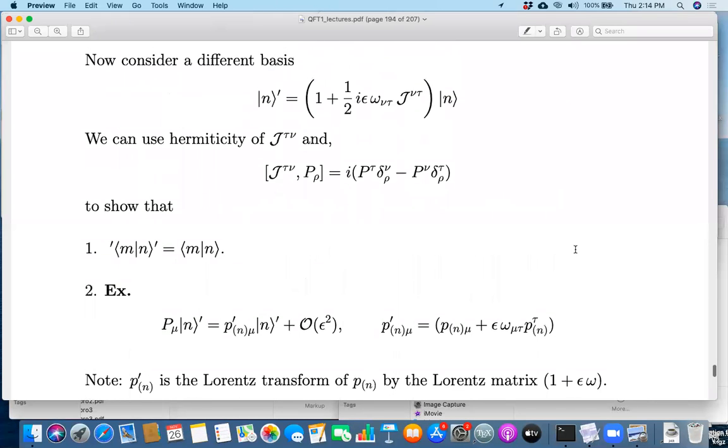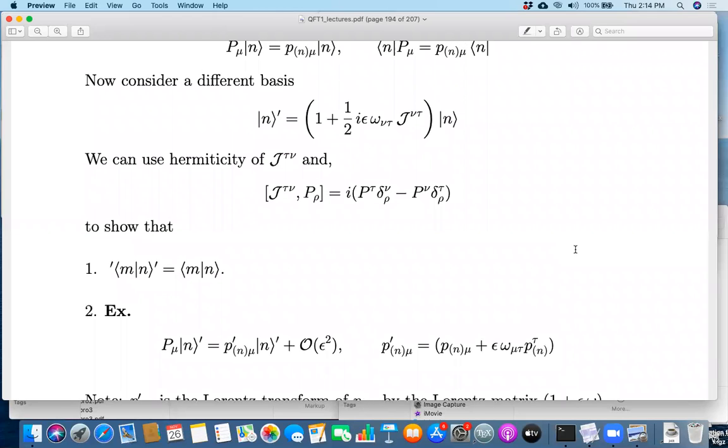Okay. So what we learn from here, again something which intuitively should be obvious, is that by applying this infinitesimal operator, an operator that is infinitesimally close to identity, on n, we create a new state n prime, which is still a momentum eigenstate, but with a new eigenvalue, and that new eigenvalue is related to the old eigenvalue by a Lorentz transformation.